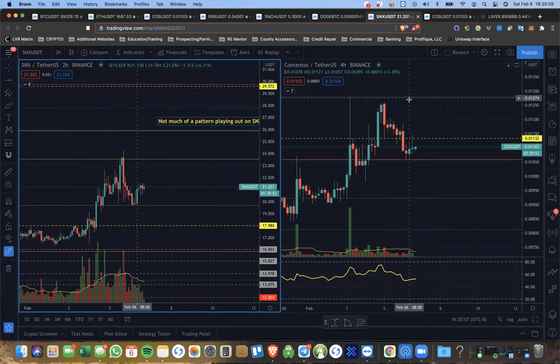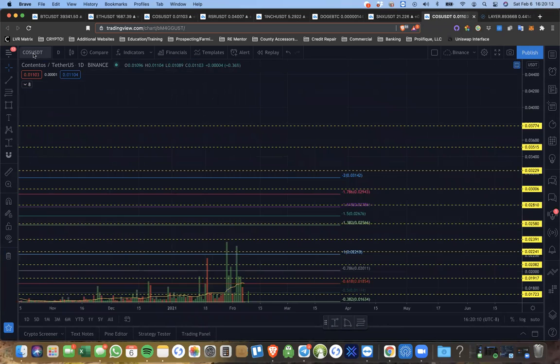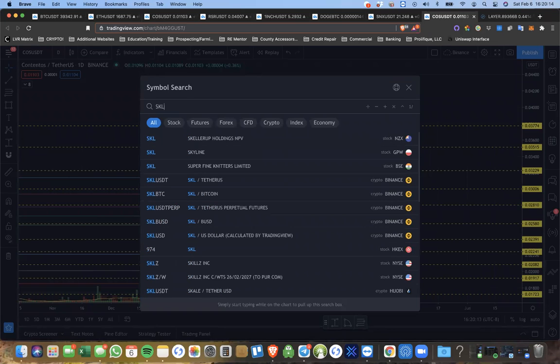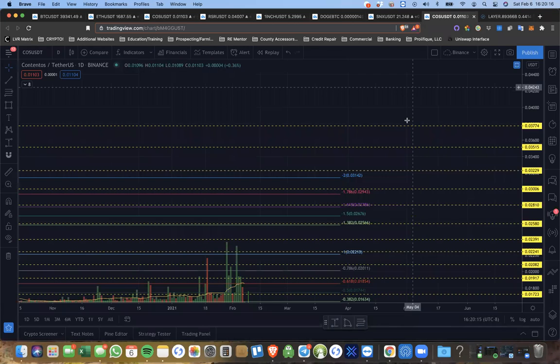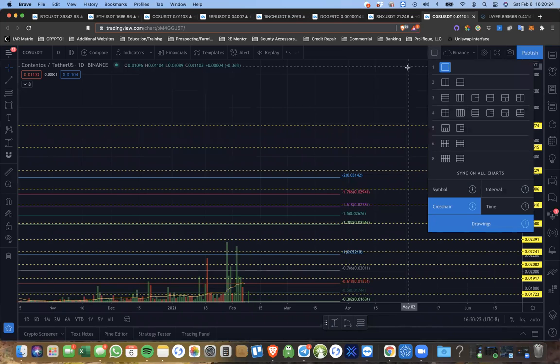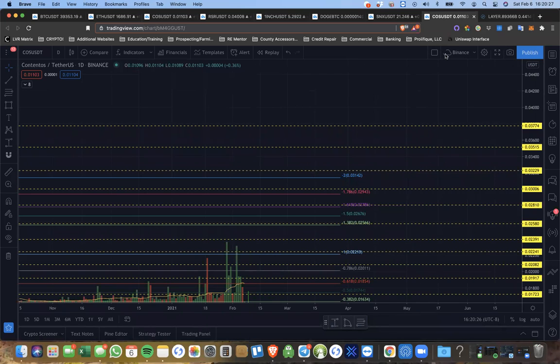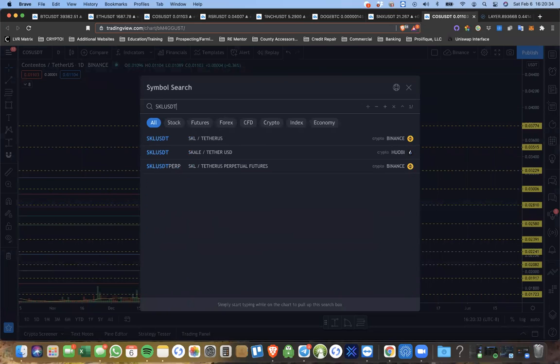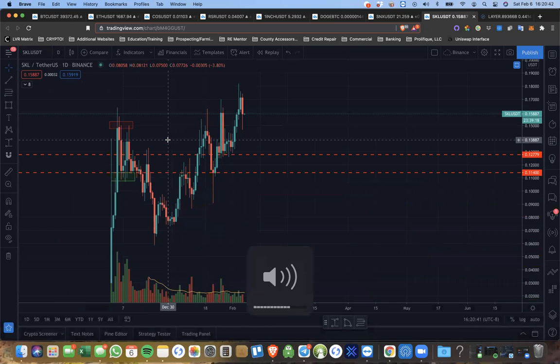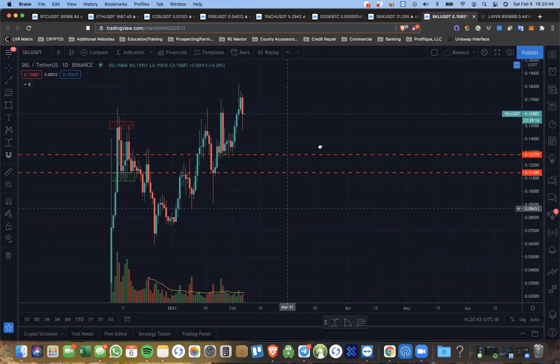SKL. Skull. Okay. So, let me save this chart real quick since I already did all the work. All right. So are you in the BTC or the Tether pair? Tether. Tether. Let's do it. Cool.